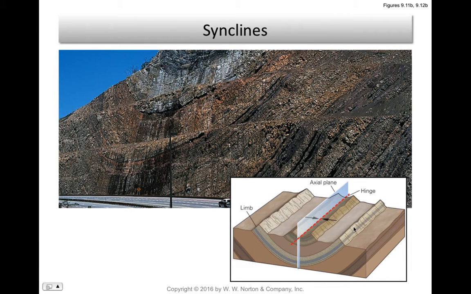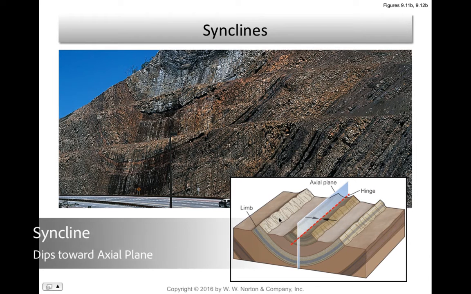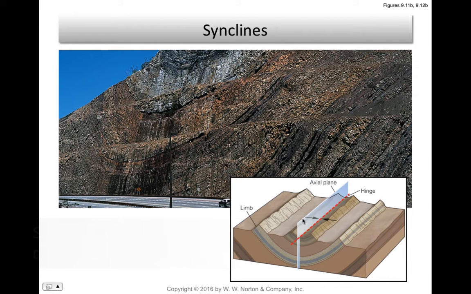So, for example, we know this unit is older than these because it's underneath. So older units will be farther away from the axial plane, younger units adjacent to the axial plane. And if you think about strike and dip symbols, remember the strike line will parallel the contacts between the geologic beds. And so here, the strike would be this direction, but the dip would be toward the axial plane.